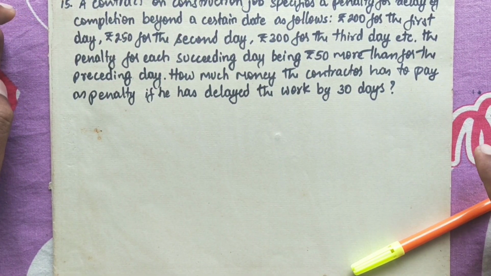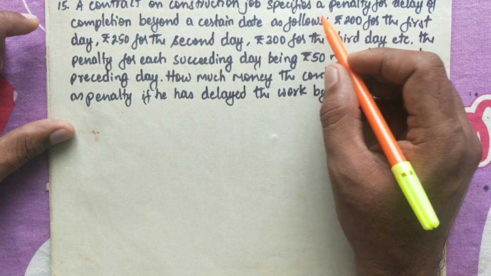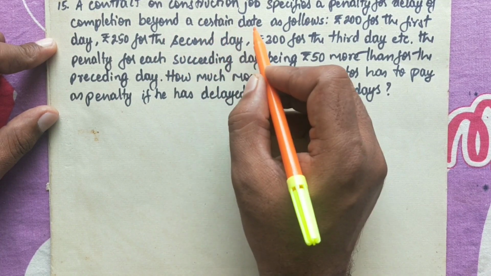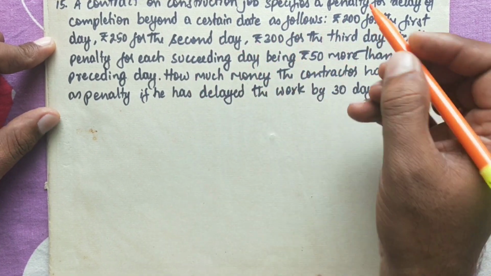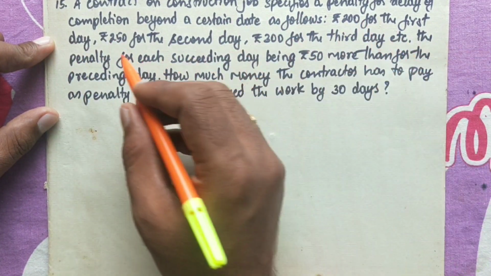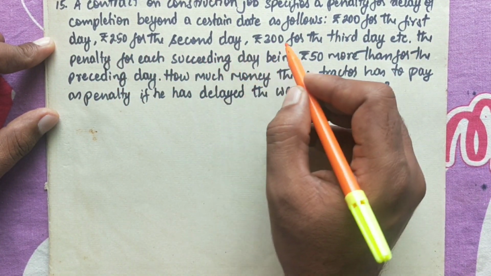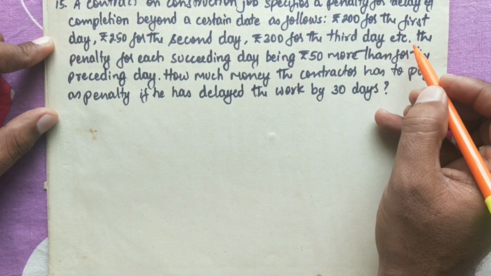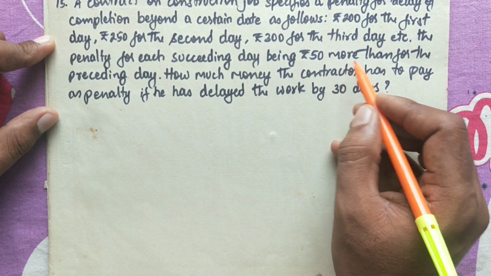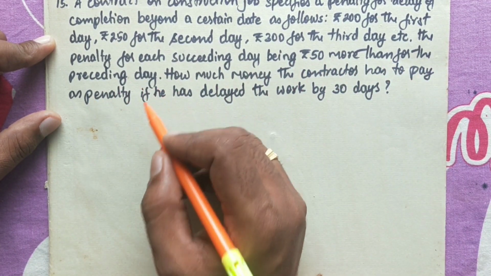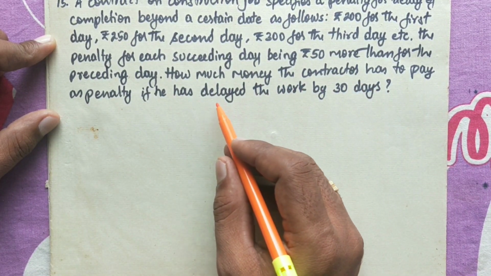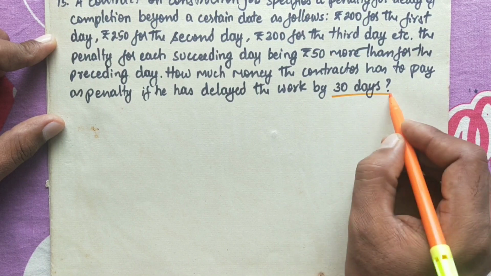A contract on a construction job specifies a penalty for delay of completion beyond a certain day as follows: rupees 200 for the first day, rupees 250 for the second day, rupees 300 for the third day, etc. The penalty for each succeeding day is rupees 50 more than for the preceding day. How much money does the contractor have to pay as penalty if he has delayed the work for 30 days?